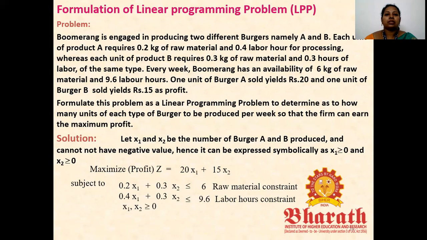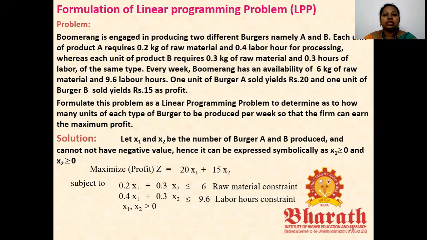We can see this through a problem. For this problem, we have to form an LPP. Boomerang is engaged in producing two different burgers, namely A and B. Each unit of product A requires 0.2 kg of raw material and 0.4 labor hour for processing, whereas each unit of product B requires 0.3 kg of raw material and 0.3 hours of labor of the same type. Every week, Boomerang has an availability of 6 kg of raw material and 9.6 labor hours.